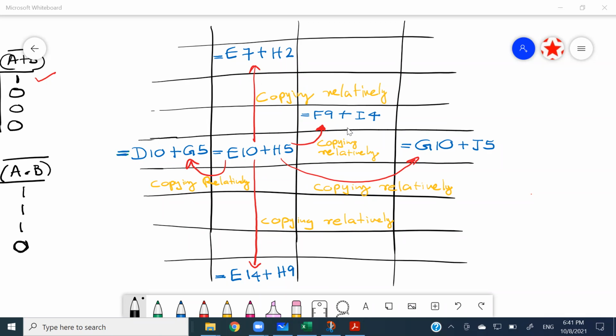Right. Okay, so I think everyone is done. So let's move to the next part. So now we are going to talk about the absolute cell reference.